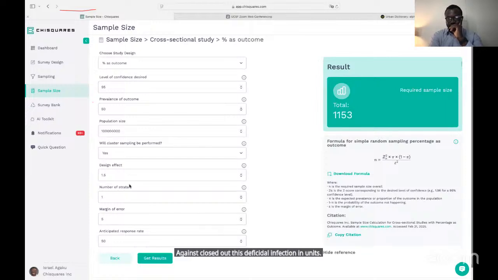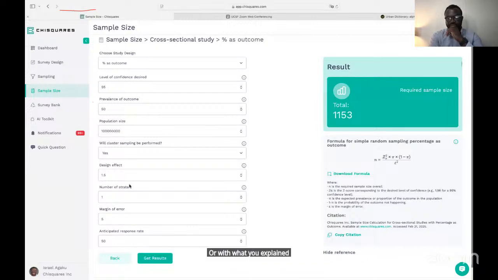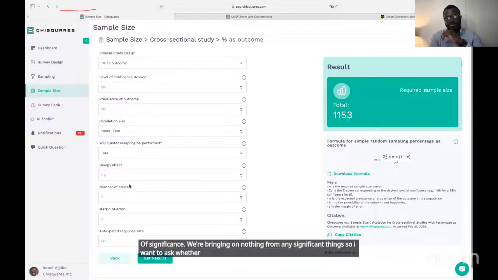But the question that was asked was why would I use the positive significance for my alternative instead of making it my null? But with what you explained, you said for null hypothesis that it is nothing significant. We're bringing out nothing from any significant thing. So I want to ask whether this hypothesis of mine actually reflects what you explained to us in this training this evening. Yeah, you're correct.